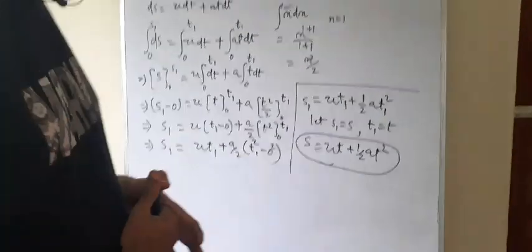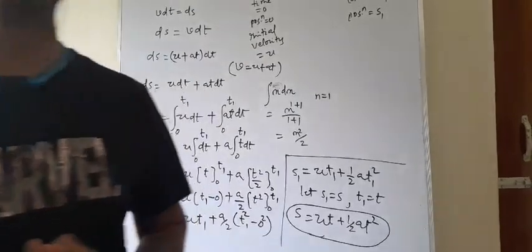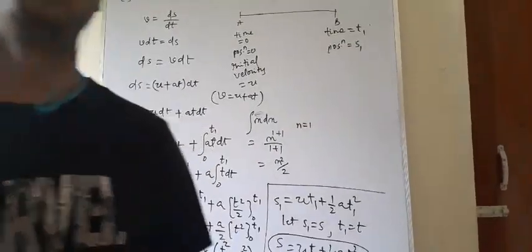I will derive two more formulas, that is v square equal to u square plus 2as, and s nth equal to u plus a by 2 times (2n minus 1), which is very important.